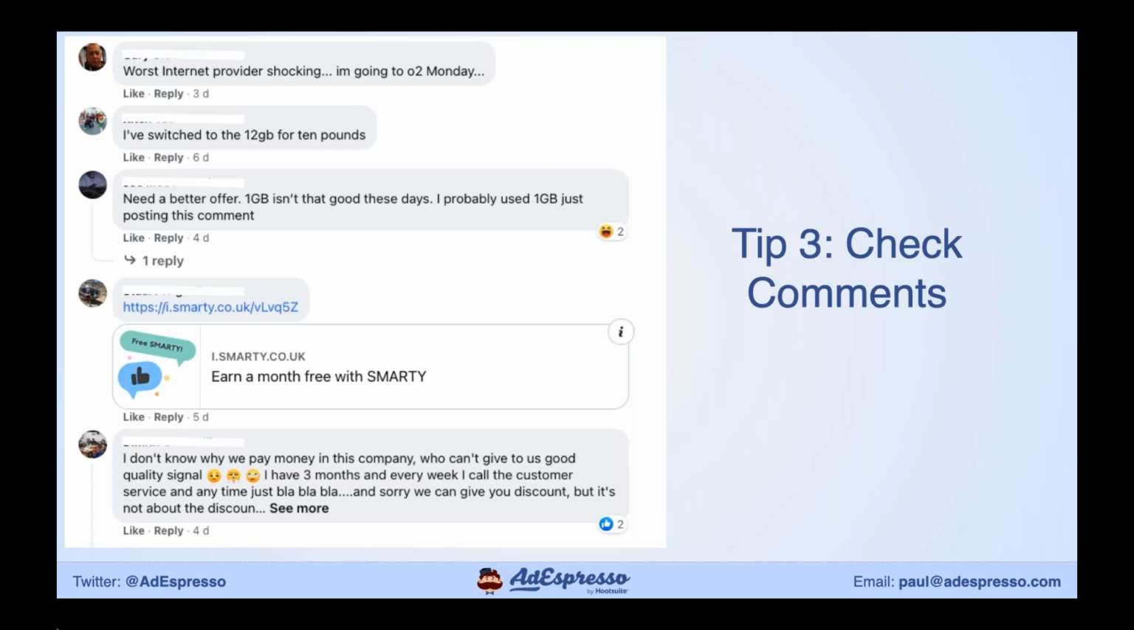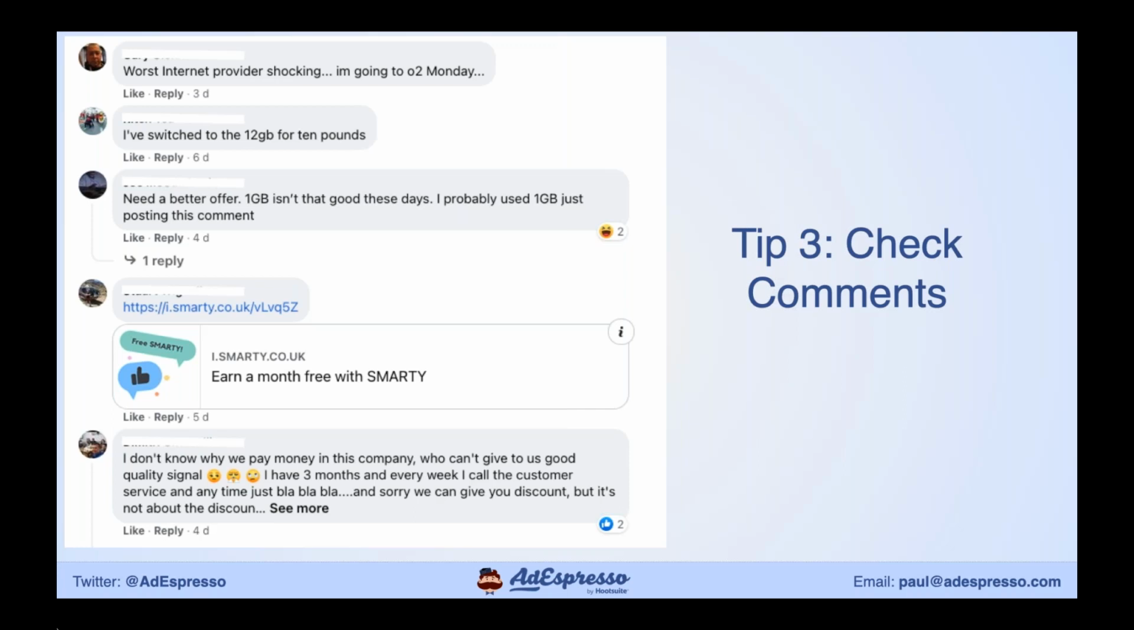Then third tip, we just go and work our way through all the main metrics here. It's a very simple, methodical process once you've got those benchmarks and you've done a sanity check for any errors. So starting right at the top, we look at the ad and check for any comments. This is an ad I saw running the other day for some cell phones. The comments there were just full of things like, worst internet provider, I got a cheaper deal elsewhere. Any offering a 1 gigabyte plan isn't any good these days. Somebody's giving a referral link to a competitor. Somebody's saying, I don't know why I pay money to this company. And there are hundreds of comments like this.